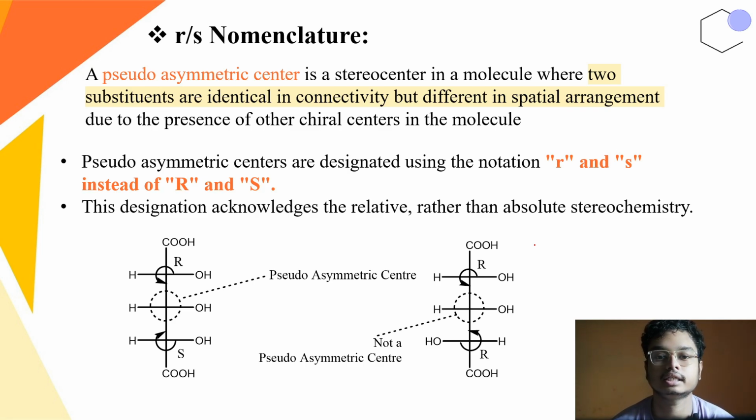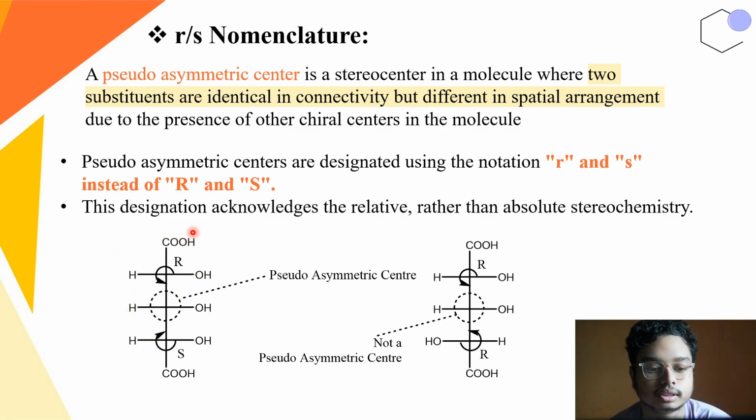But before understanding small r and small s nomenclature, you have to understand what a pseudo-asymmetric center is. A pseudo-asymmetric center is a stereo center in a molecule where two substituents are identical in connectivity but different in spatial arrangement, due to the presence of other chiral centers in the molecule. Just take a simple example here.